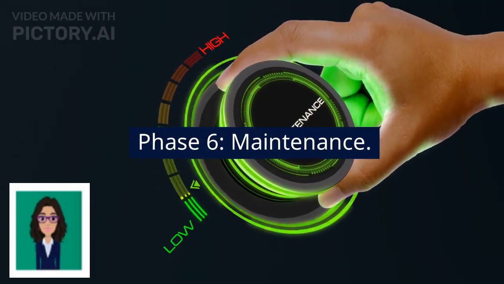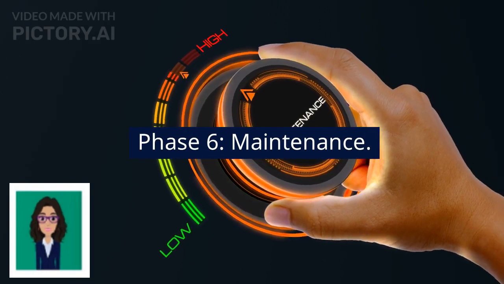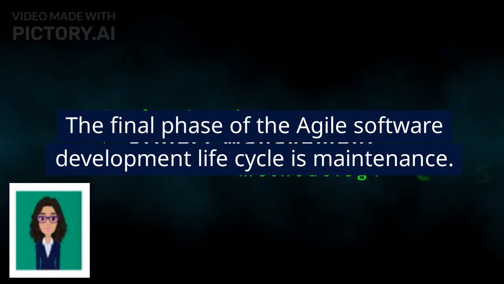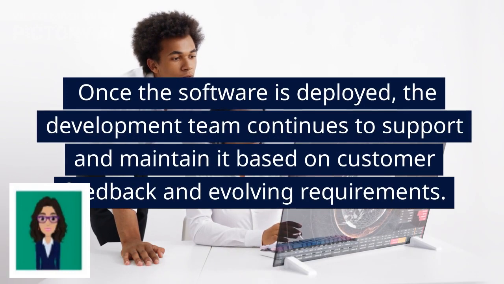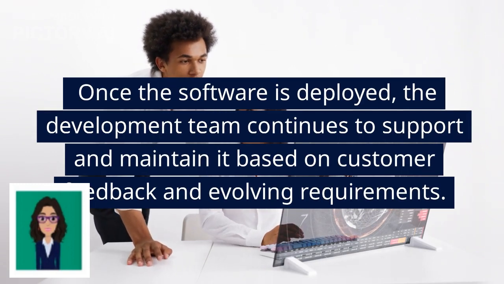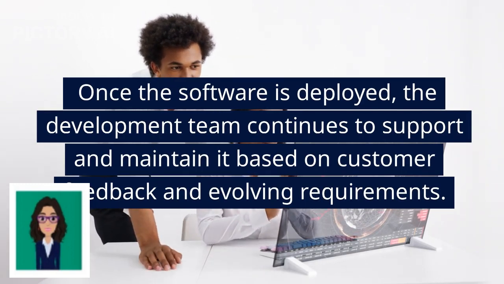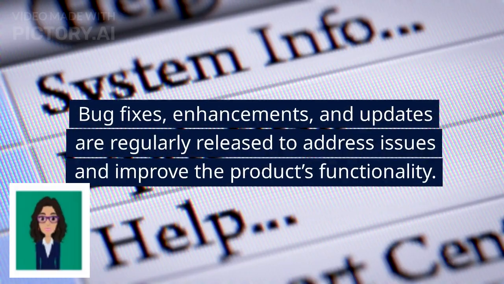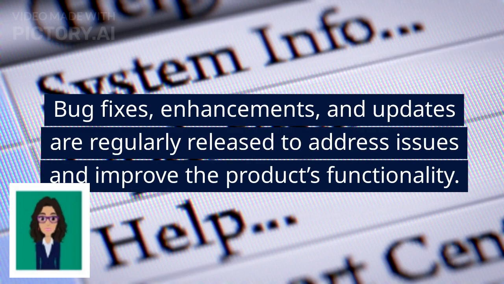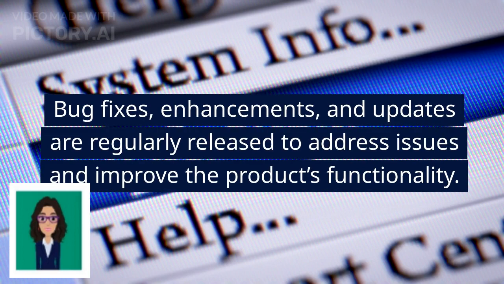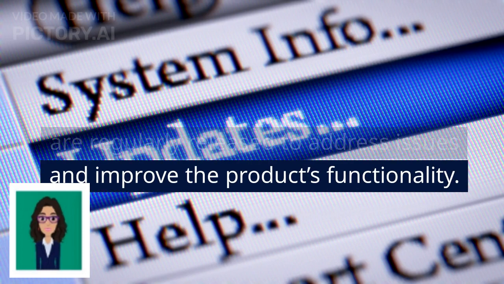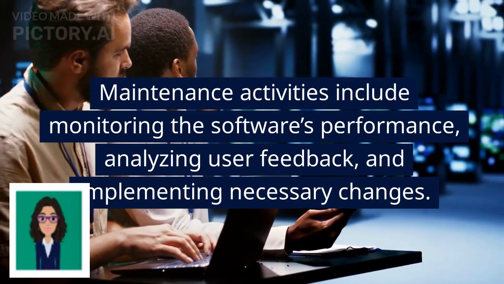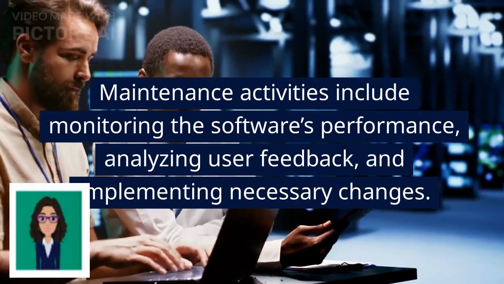Phase 6 – Maintenance. The final phase of the Agile software development lifecycle is maintenance. Once the software is deployed, the development team continues to support and maintain it based on customer feedback and evolving requirements. Bug fixes, enhancements, and updates are regularly released to address issues and improve the product's functionality. Maintenance activities include monitoring the software's performance, analyzing user feedback, and implementing necessary changes.